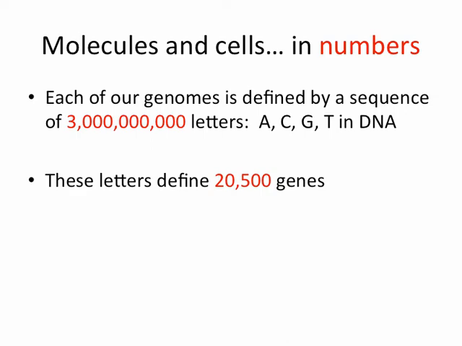In fact, there is a water flea, a little thing that floats around in the ocean, that has more genes than we have. So the number of genes that we have doesn't give an indication of complexity. There are some plants that have many more genes than us. So those letters define 20,500 genes.